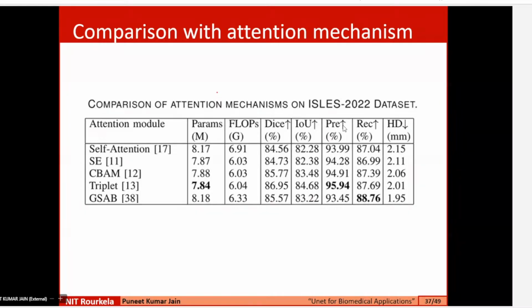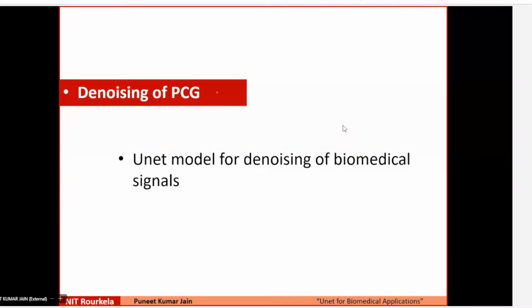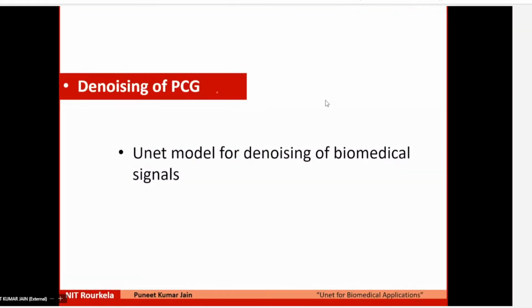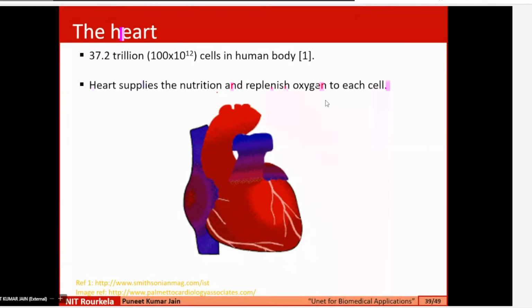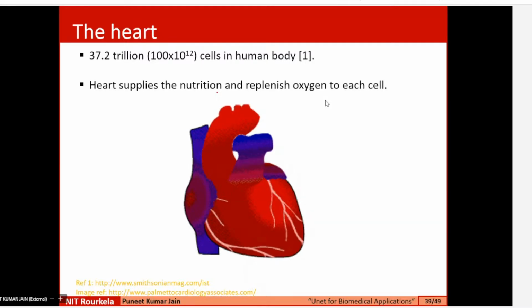So let us discuss a little bit about another application of the UNet. I incorporated this particular application to give a glimpse at how we can use the UNet model for other applications as well. So here I'm going to discuss the denoising application of the UNet, specifically for heart sound signals. As everyone of us is aware, the heart is a very important organ of our body.